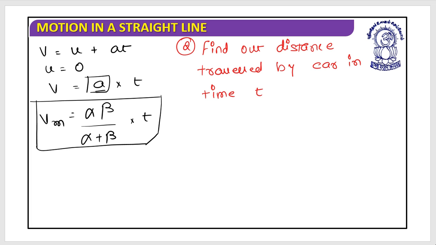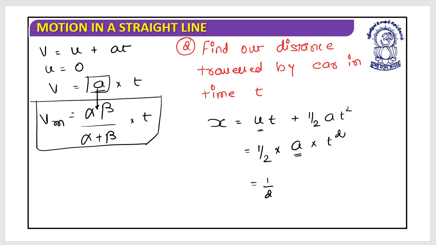So what can I do for this? I can have this kind of relation, x equals ut plus half at square, as I begin with 0. This equals half into a into t square. Now I am going to write this a differently, as alpha beta upon alpha plus beta. So that should be equal to 1 by 2 into bracket alpha into beta divided by alpha plus beta, multiplied by t square. This is the total distance traveled in this journey.